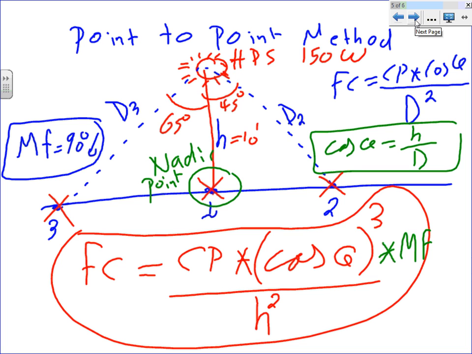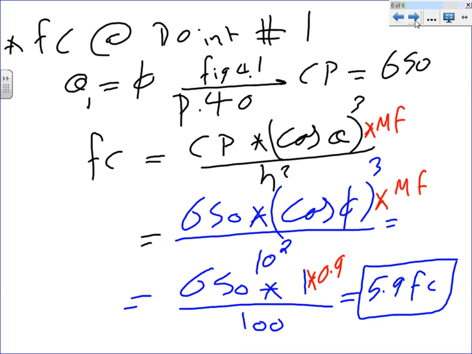What was that? 650 times what? 1 times 0.9, this one? Yeah, right there. This is 0.9. This is the maintenance factor. 1 times 0.9, yes. Did you come up with a different number? Oh, I just can't read it. Okay, sorry. 0.9.